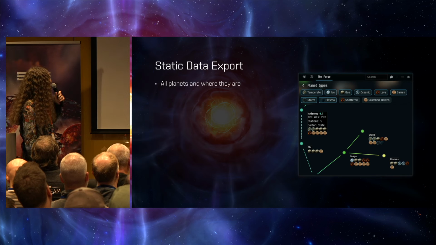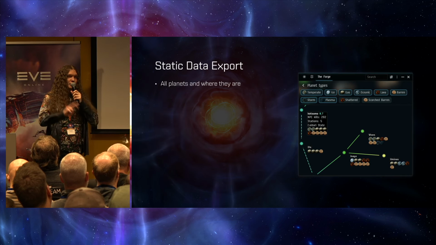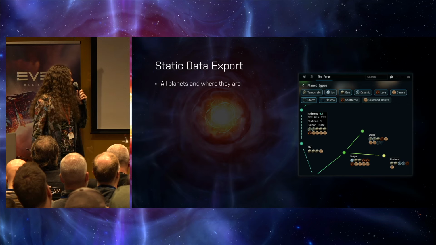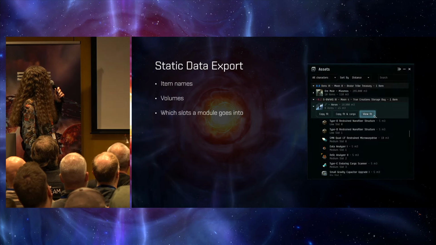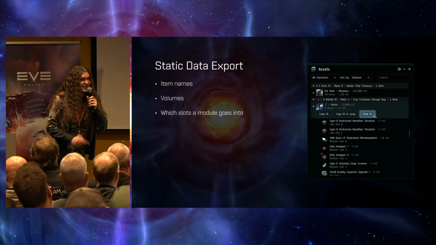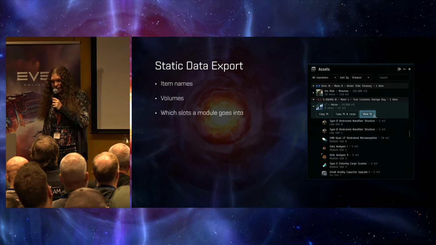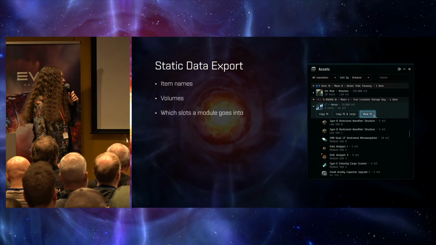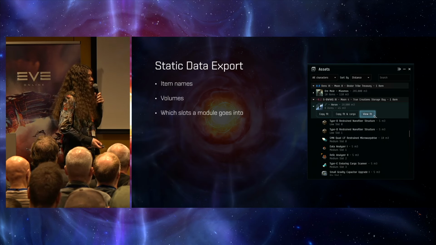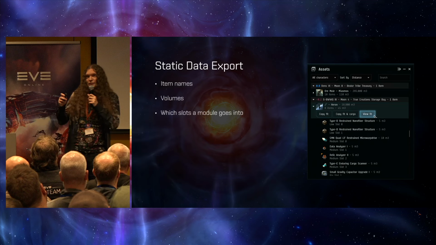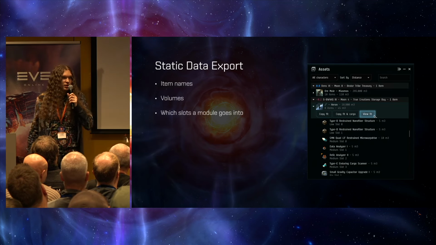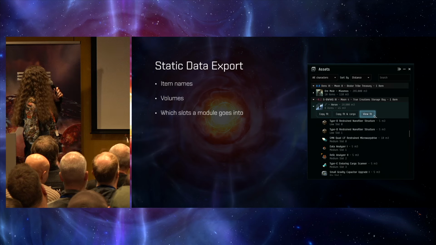The same goes for planets. The SDE contains all of the planets in the universe and all of their attributes. So this is how the Rift map can show you which planets are where. And then the assets feature needs different information, right? It needs the names of all of the items in the game. It needs the volumes. And it needs item attributes, like for a given module, which slot it goes into when you're fitting that module. All that information is also in the SDE.